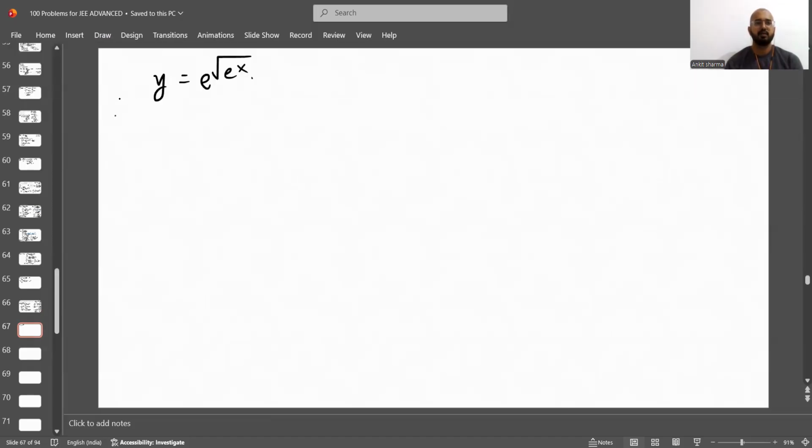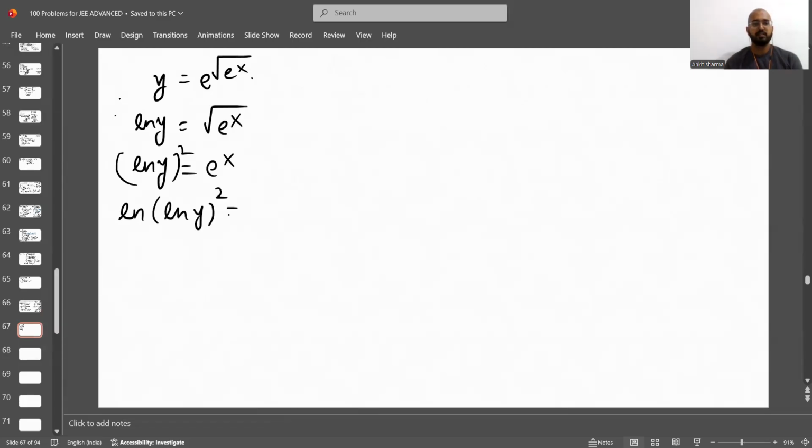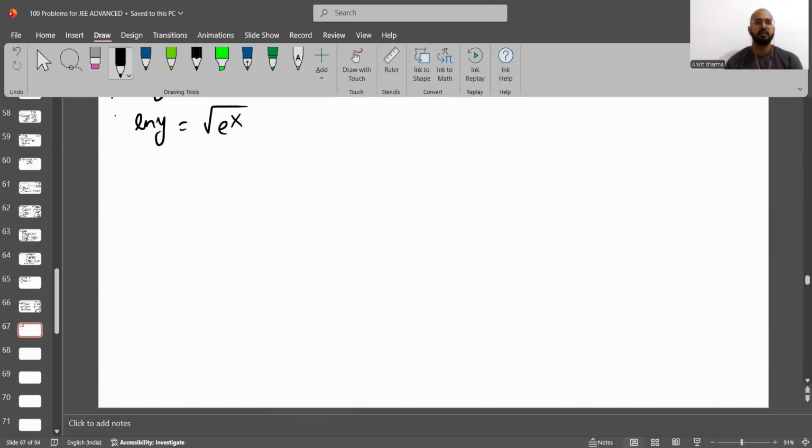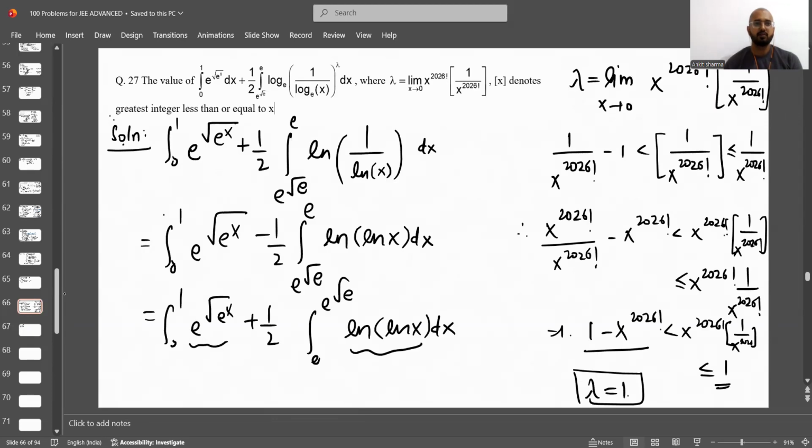And now I take log. So ln y is equal to root of e to the power x, and this is root half. So I'll square it. So ln y squared would be e to the power x. Again, I'll take log. So ln of ln y squared is equal to x. So this will be 2 times ln of y. Oh, okay. We wanted half only. So instead of doing this way, we could directly have taken log here. So y is e to the power root of e power x.